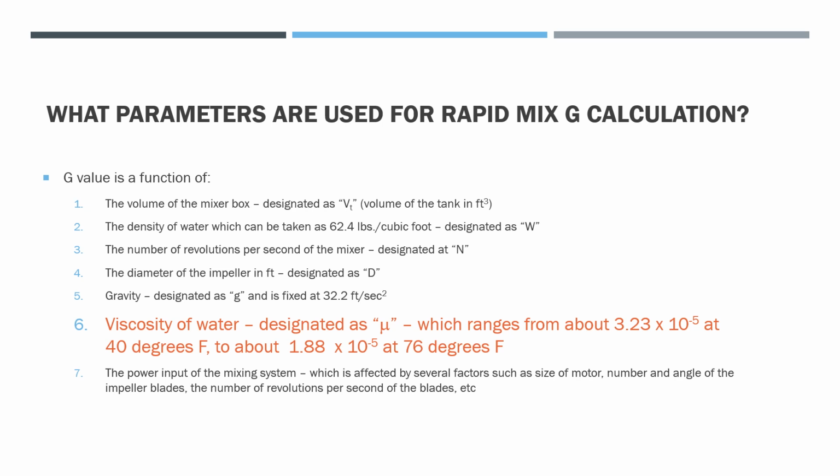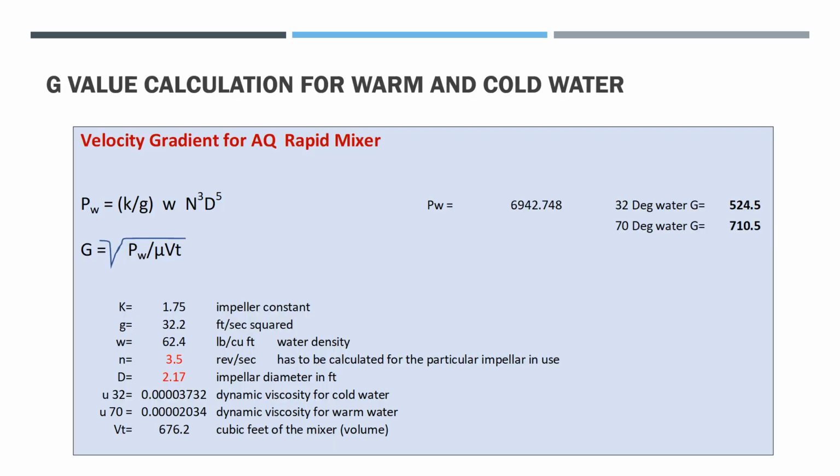And again, that ranges from the 3.23 to 1.88. So that varies depending on water temperature. And that's what makes the difference in G value from cold water to warm water. So here's an example of those values put into our formula.